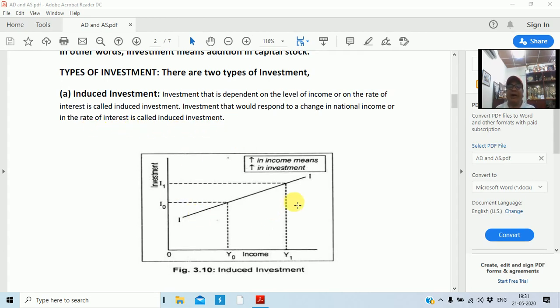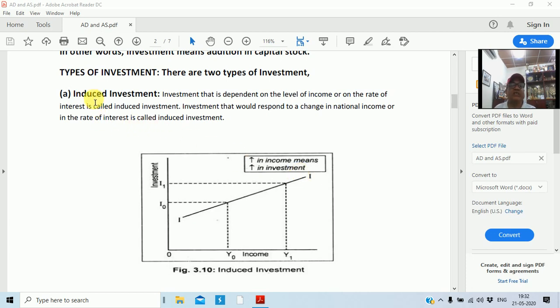But when we develop the induced investment curve, we take level of income, right? So here on x-axis I have taken income, on y-axis I have taken investment. And if suppose there is more income, if in any business by making the investment I am getting more income, I will go for more investment. So what is the relation between investment and income? Direct. That's why your induced investment curve is upward sloping. So what is the relation between income and investment? Direct relation. Income increases, investment also increases. So induced investment curve is upward sloping.